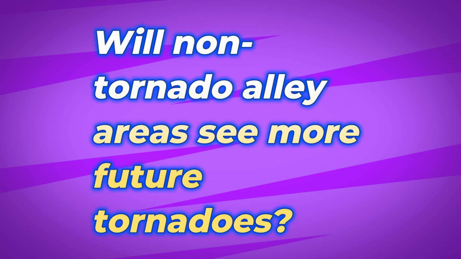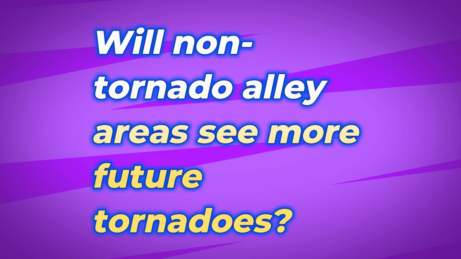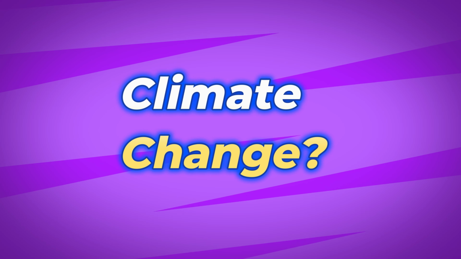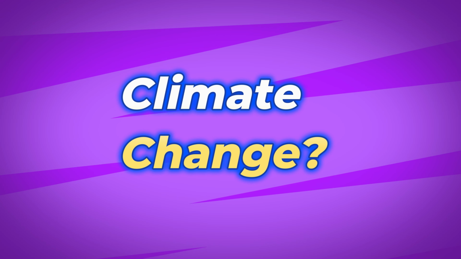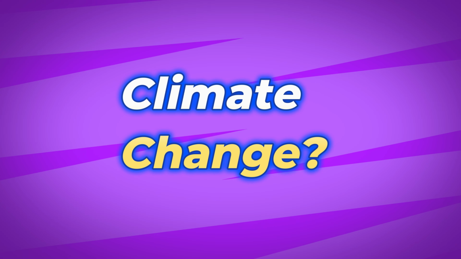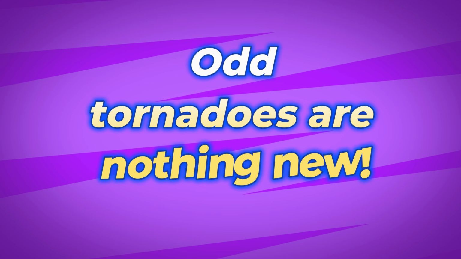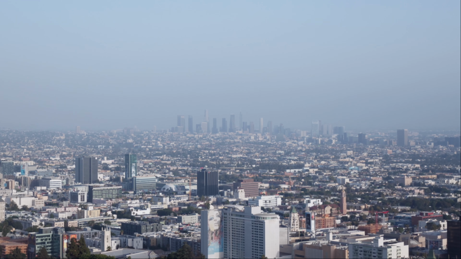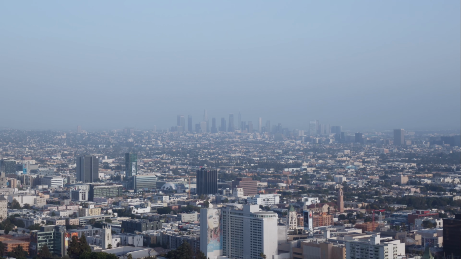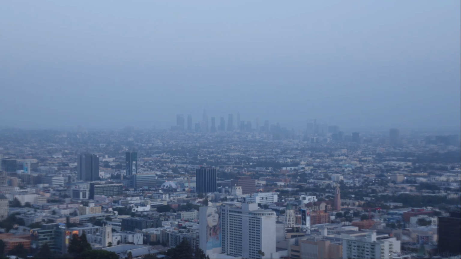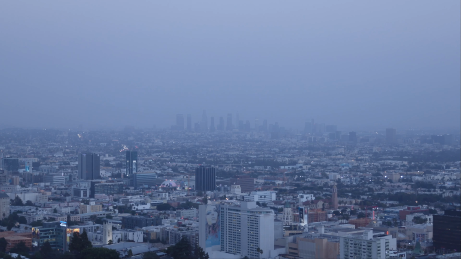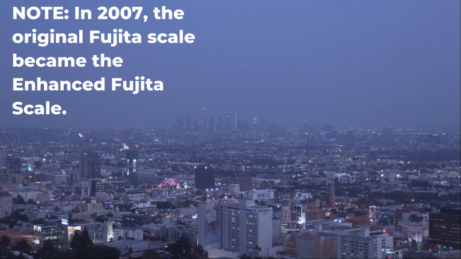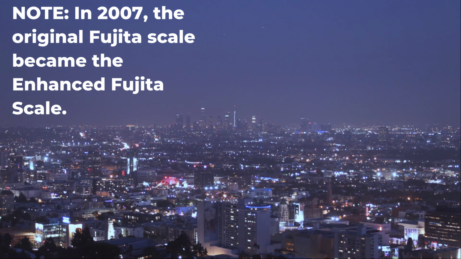Will areas outside Tornado Alley see more activity in the future? And is it related to climate change? It's very possible, however, it's not wise to rush to conclusions. For example, there were a couple of unusual tornado outbreaks decades ago. On November 7, 1966, there were 4 tornadoes that affected Southern California, with 3 reaching an F2 in intensity, affecting Los Angeles and Orange County.